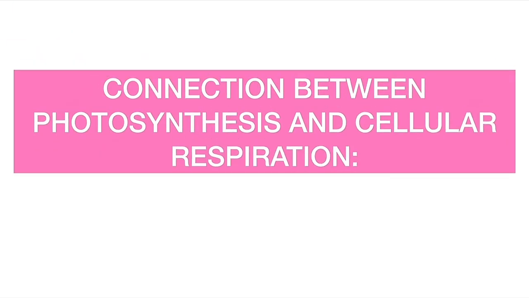Lastly, I'm going to talk about the connection between photosynthesis and cellular respiration. So photosynthesis stores light energy in glucose. Cellular respiration releases stored energy to make ATP. The oxygen made in photosynthesis is used in respiration, and the carbon dioxide from respiration is used in the Calvin cycle. Together, these processes cycle matter and energy through living systems.